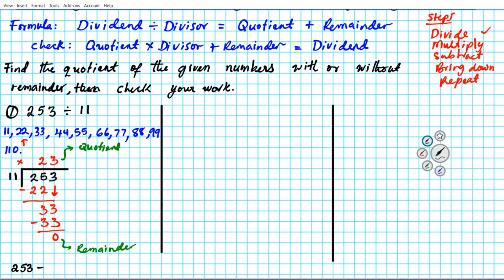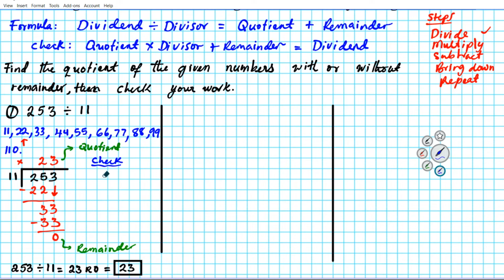Let's go ahead and write down what our answer is. 253 divided by 11 is 23, remainder 0. But whenever you have a remainder of 0, you don't have to write it. Okay, just write down the quotient component of your results. So our answer is just simply 23. Is our answer correct? Well, we have to do a check. All right, we're going to use the second formula we talked about, quotient times divisor plus remainder, and see if we get the dividend.